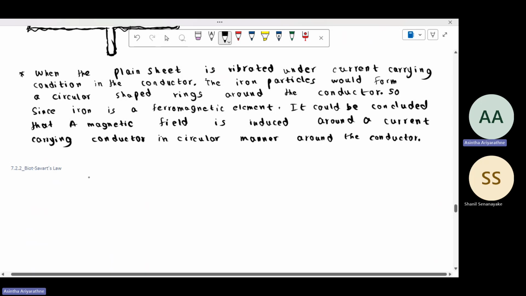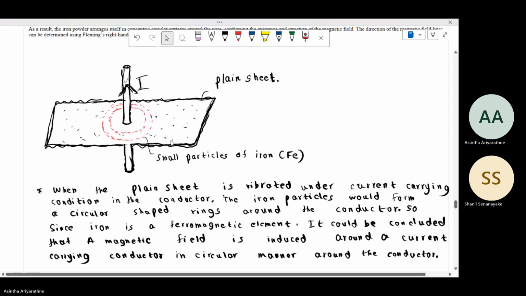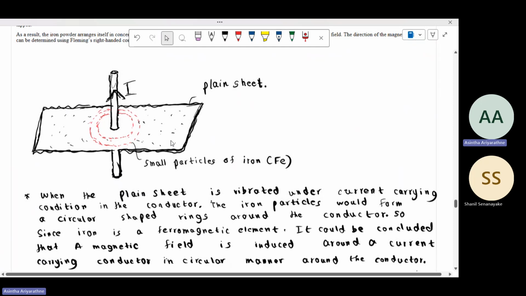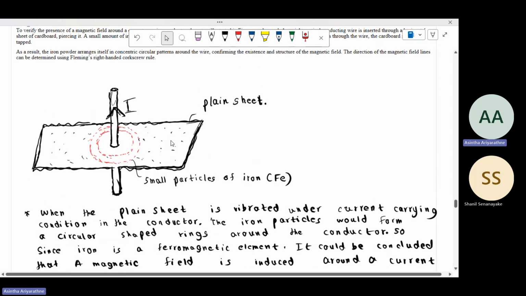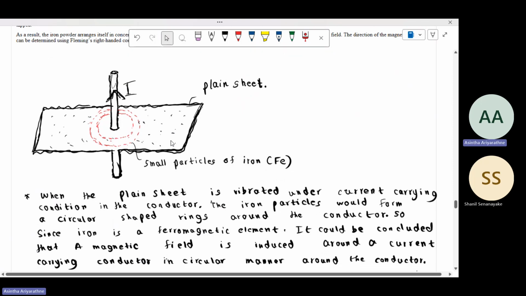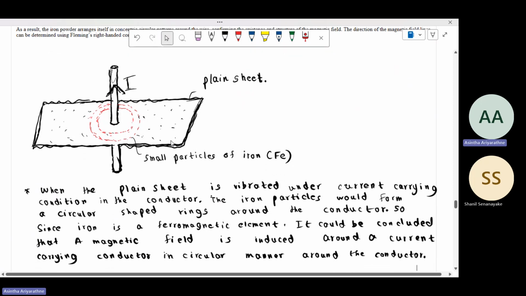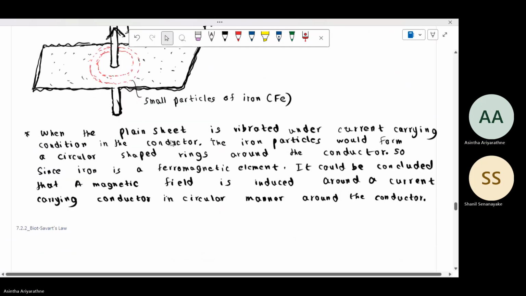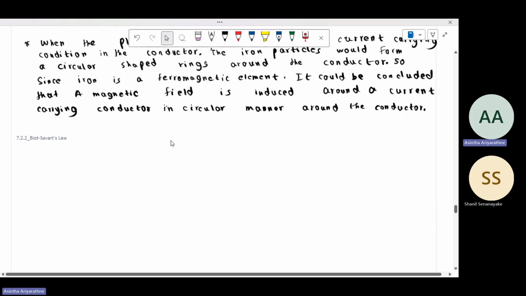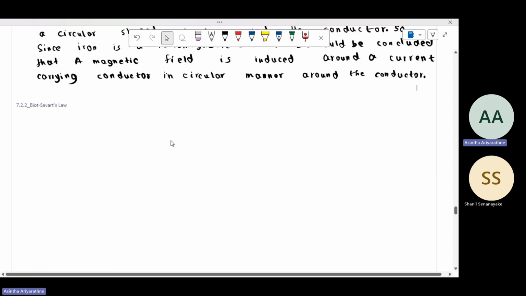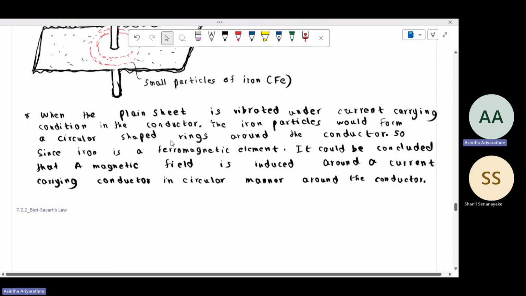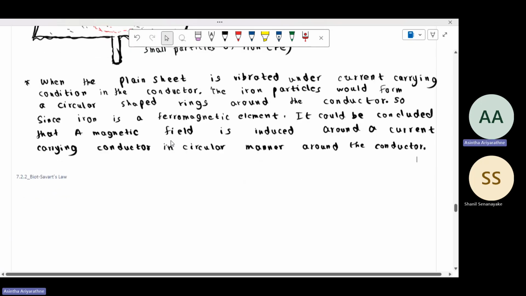So this is just a small experiment done to find that a magnetic field would be induced around a current carrying conductor. All right. So next we will find the expression for the magnetic flux density using Biot-Savart's law.